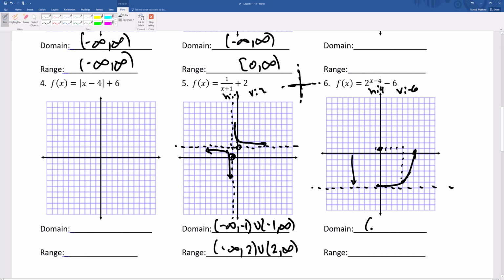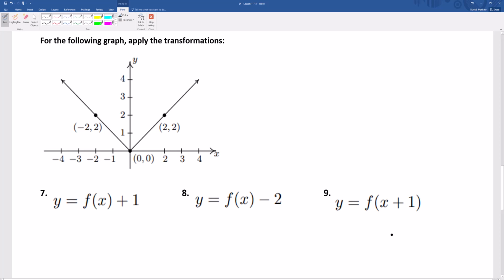My domain is -infinity to +infinity. My range, it's going to be from -6 to infinity. So for the following graph, apply the transformation.